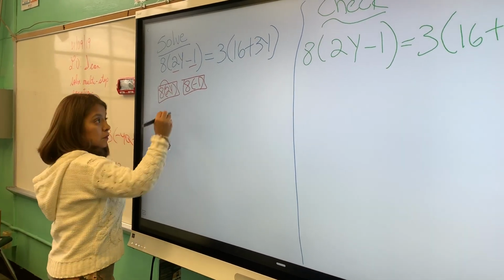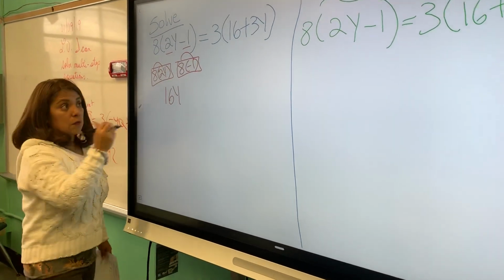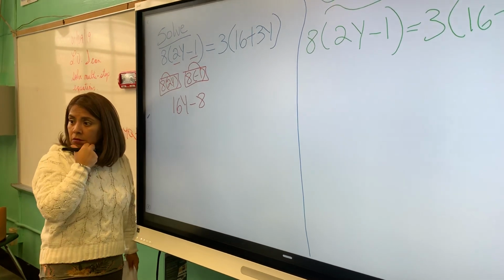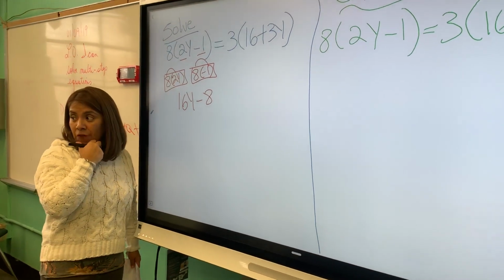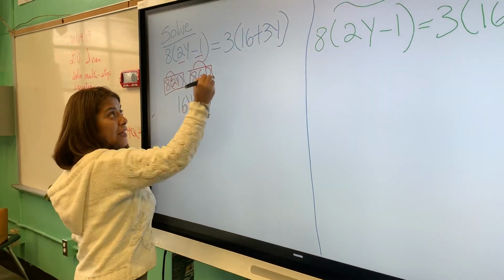So what would this give me now? 16y, and this will be equals to -8. Can I combine these terms? No. I won't be able to combine them because they're not like terms. So now I'm going to just bring down my equal sign.